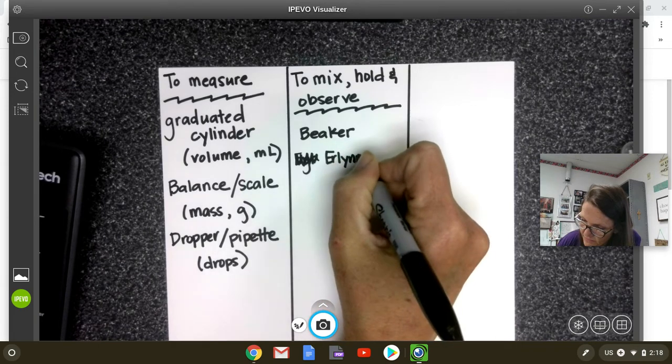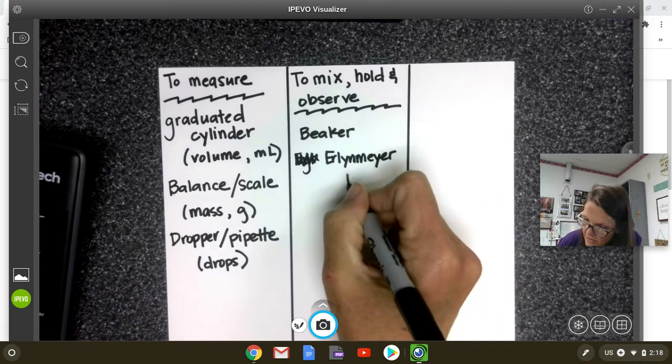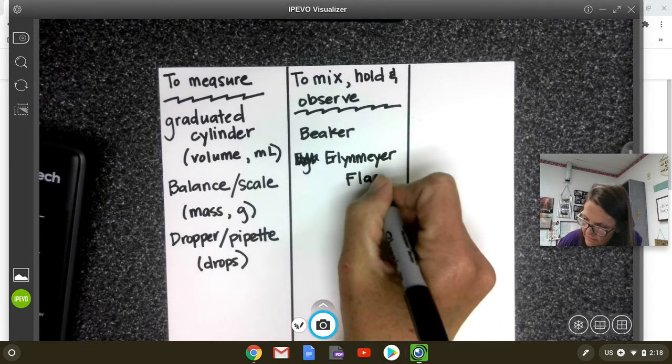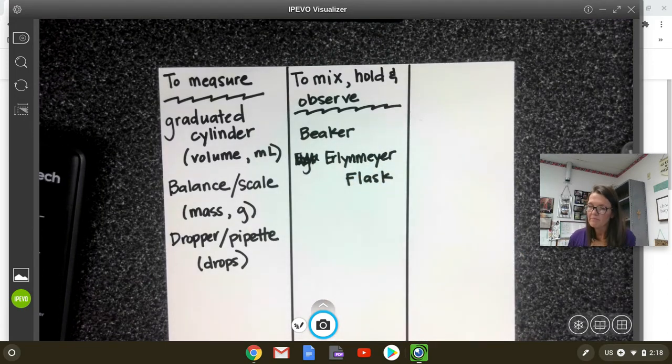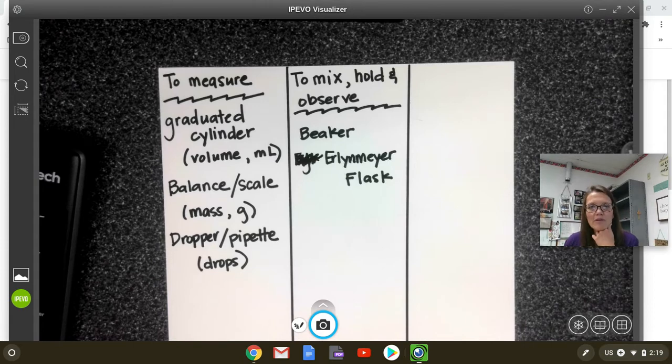Erlenmeyer flask. Okay, so I'll have to go back and double check my spelling on that. Sorry, I haven't used that word all summer. So that's an Erlenmeyer flask, and again, that's used to mix and hold.